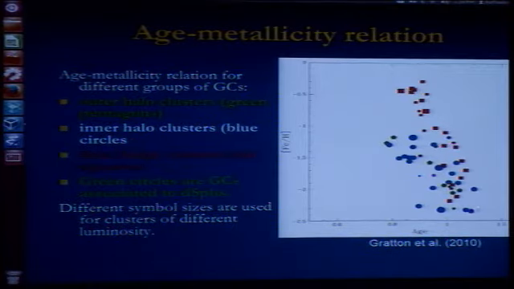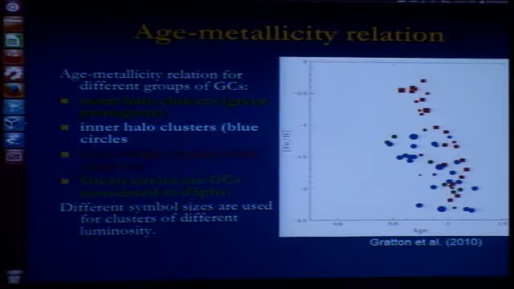Then you have another sequence, given by these inner halo clusters, the blue circles, that starts at more or less similar ages when you are very metal poor, but goes to younger ages when you are more metal rich. And they overlap with the clusters that we find associated to dwarf spheroidals. This is something that we should remember, and in the second part of the lecture I will come back to this very important point. So essentially we have two populations, one which is likely linked to the main part of our galaxy, and the other more linked to accretion episodes that occurred later.